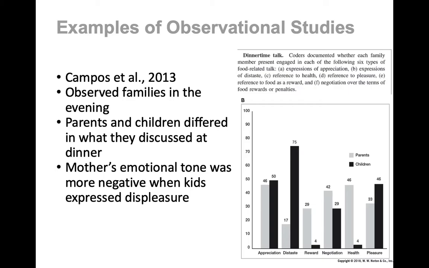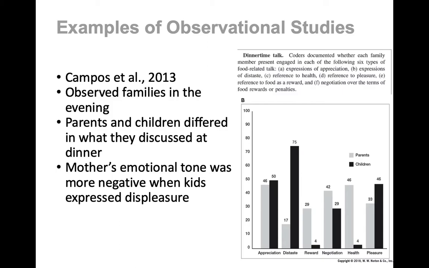So, in terms of emotional tone, the researchers rated each parent on a 7-point scale from 1, which was cold or hostile, to 7, which is warm or happy. So they found that emotional tone was overall slightly positive. They looked at the topics of dinner conversations. They found that children were more likely to complain about the taste of the food, whereas the parents were more likely to talk about how nutritious the food was.